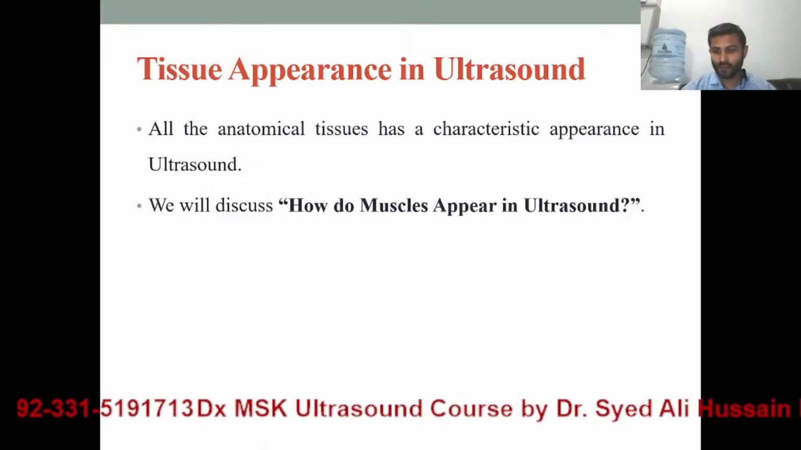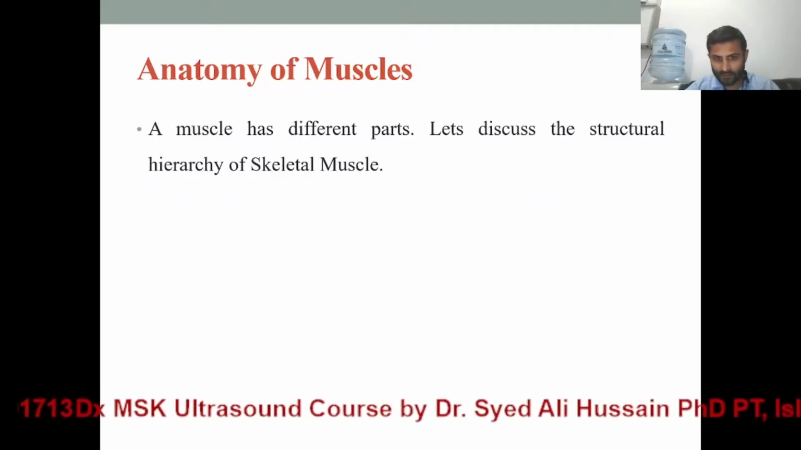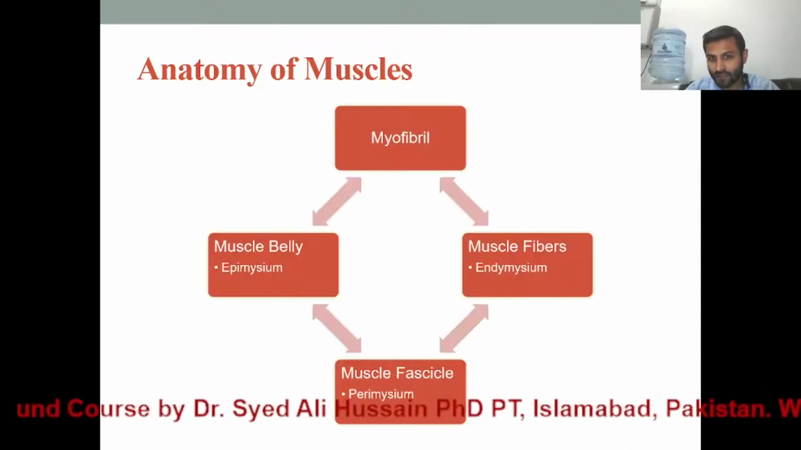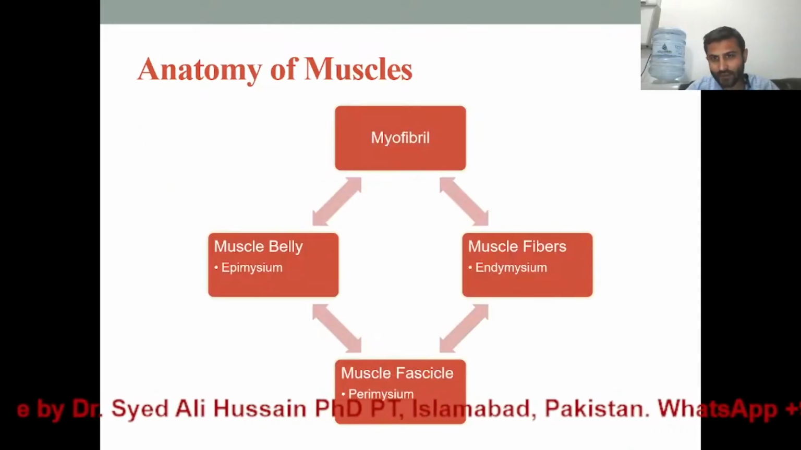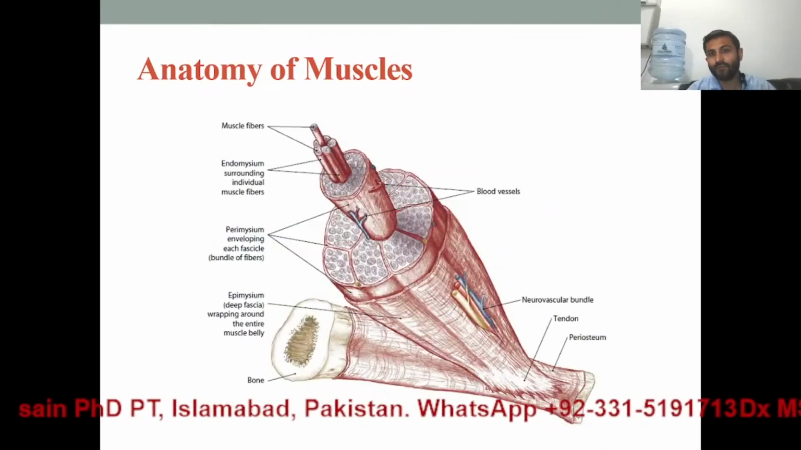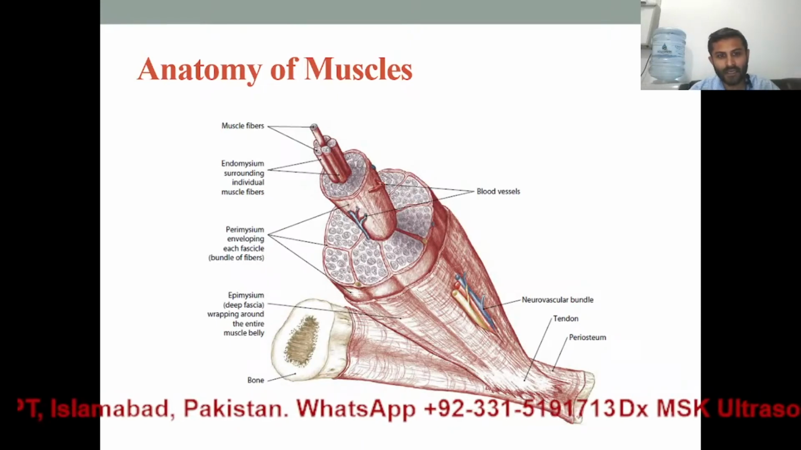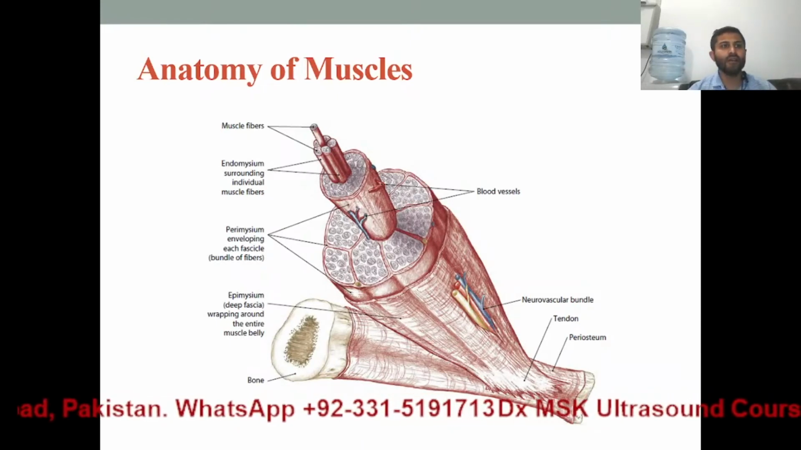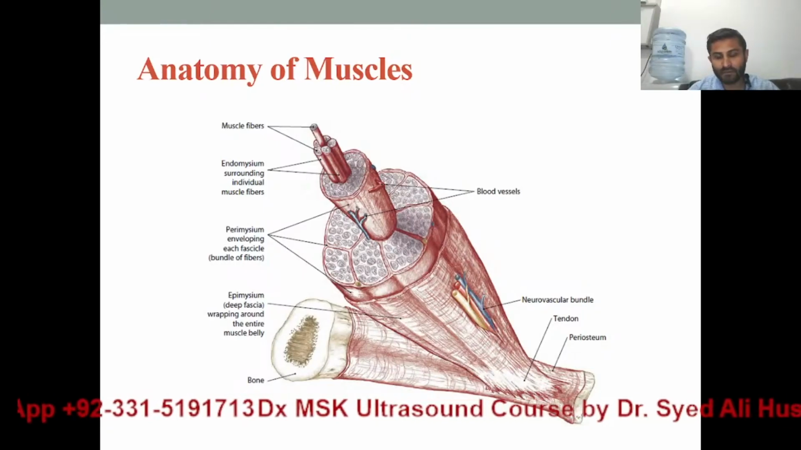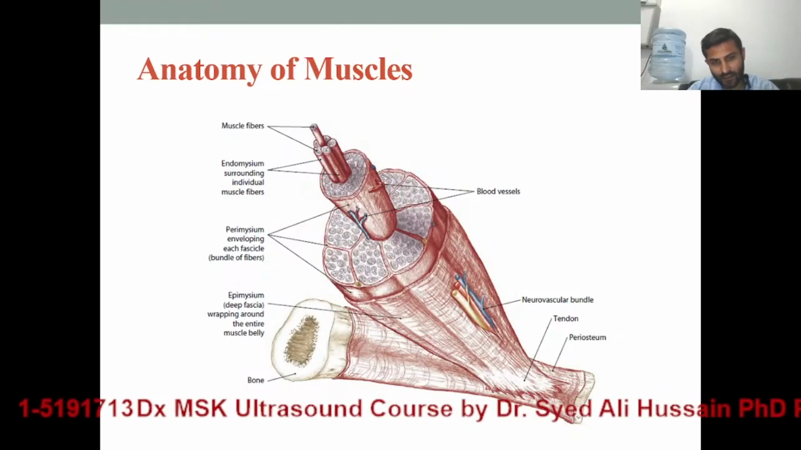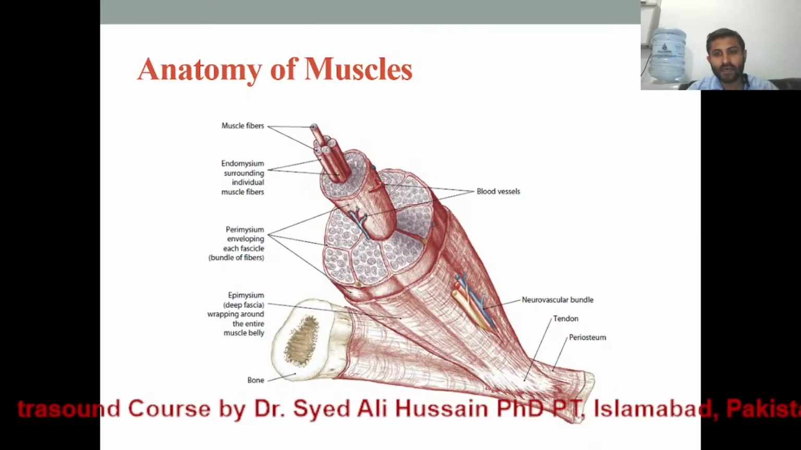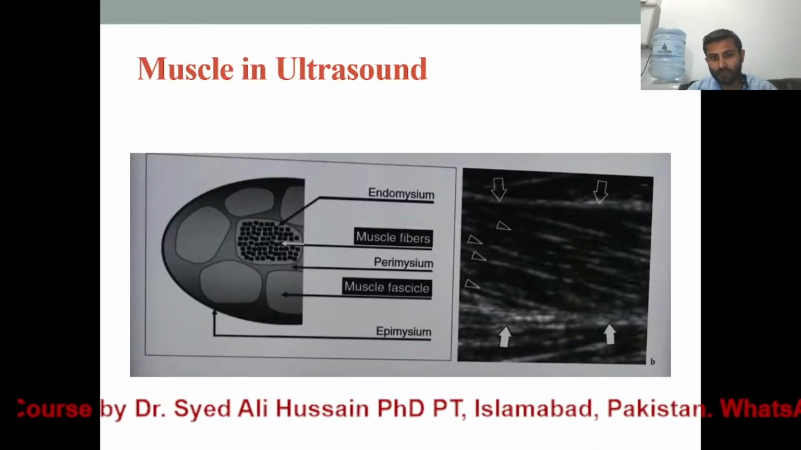Okay, that's fine. So let's not discuss the anatomy of the muscles. We all know what the muscles are and how they are made up. They have myofibrils, muscle fibers, muscle belly, fascia, and so on. But one thing is that there is endomysium, perimysium, and epimysium, which are the layers of the fascia, and this fascia appears as white or hyperechoic in the ultrasound, whereas the muscle fibers appear as hypoechoic. This is very important.